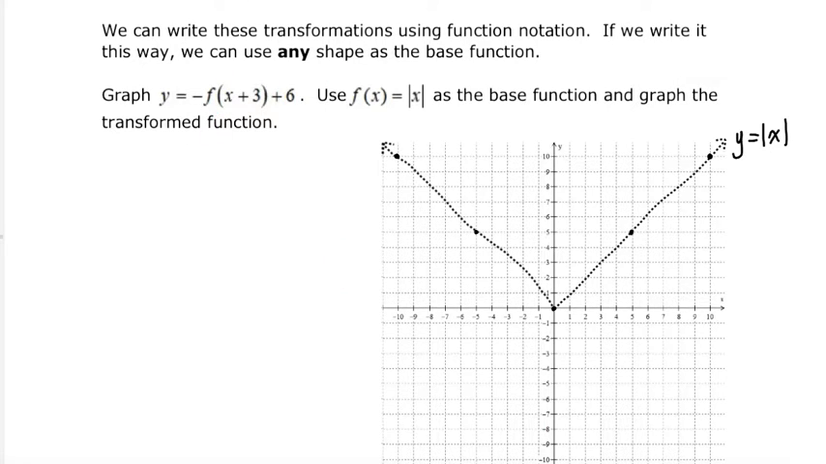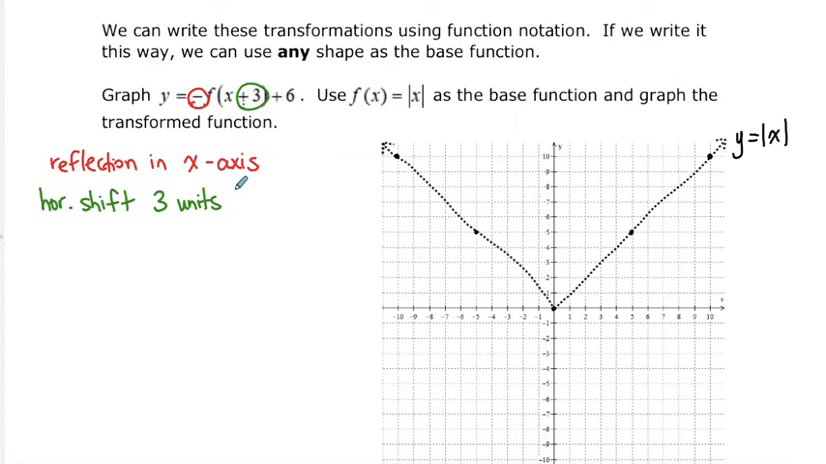Well, we're going to have the same transformations that we did up there. We have our reflection in the x-axis. So instead of opening up, this is going to open down. We know that we're going to have a horizontal shift. We're going to move it 3 units, and we're going to move it to the left. And we know that we have a vertical shift, 6 units, and we're moving it up.